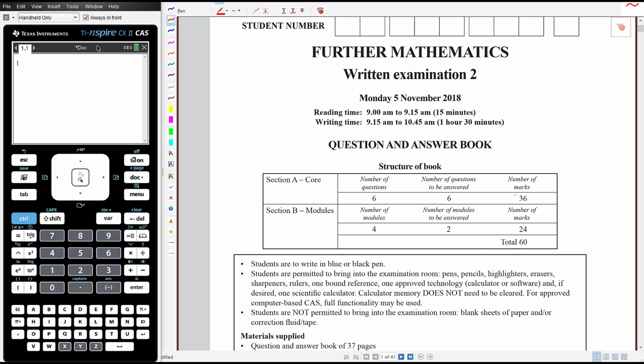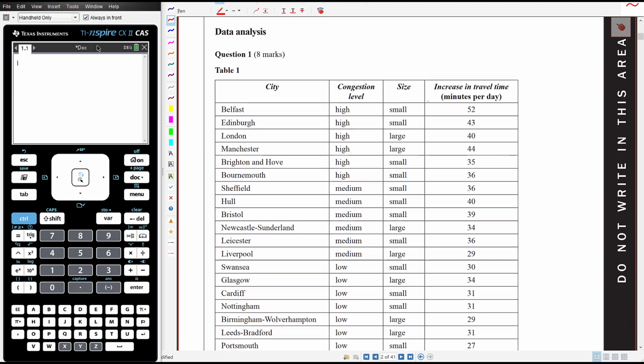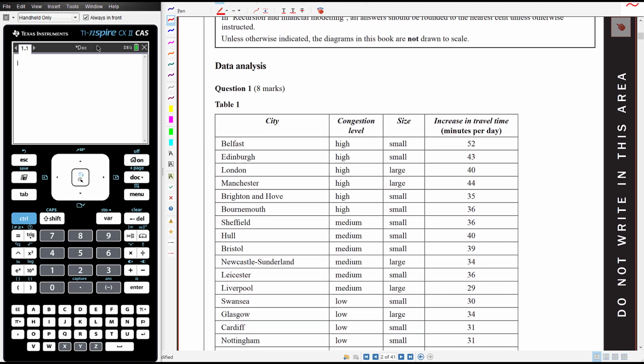4 modules, the Matrices Module, which will be 12 marks. So not completing the full 90-minute paper. Okay, so let's get started on the data analysis.